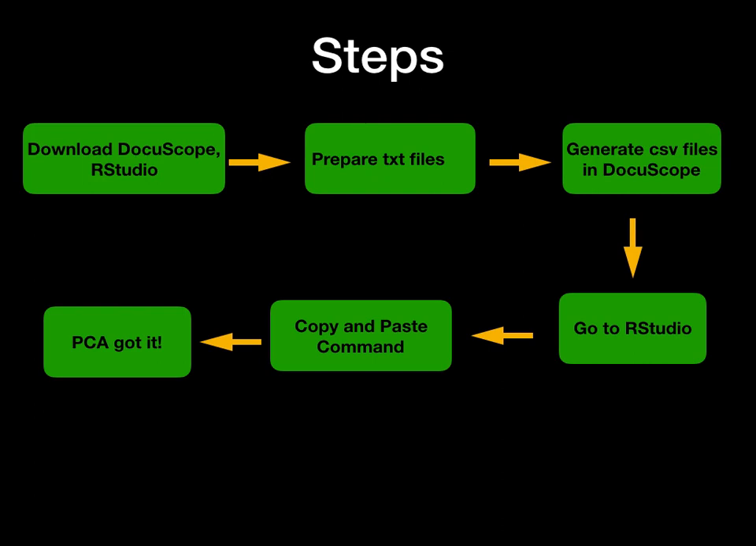Here are several steps that we are going to do in order to create a PCA visualization graph. First, download the software DocuScope and RStudio. Next, prepare text files for your own study. Then create CSV files in DocuScope. And then we'll go to RStudio to copy and paste the command that I will give you, and then you got it. You will get the PCA visualization graph.